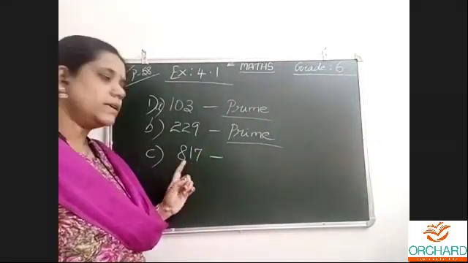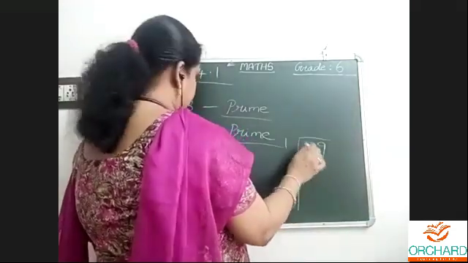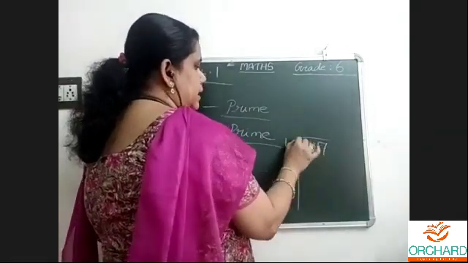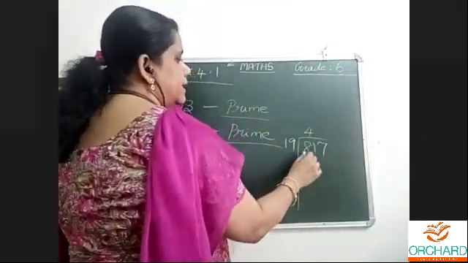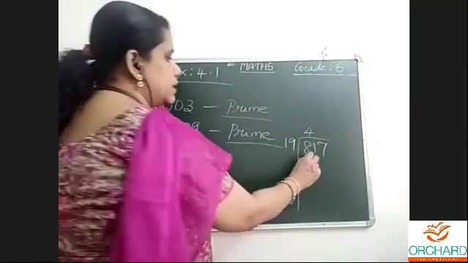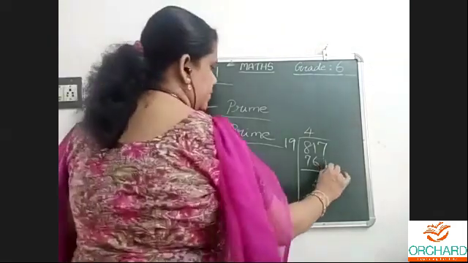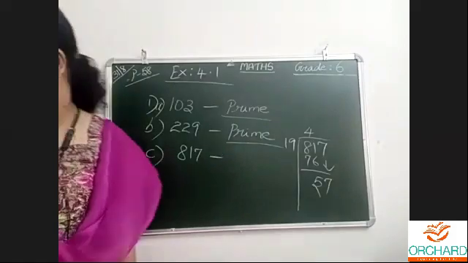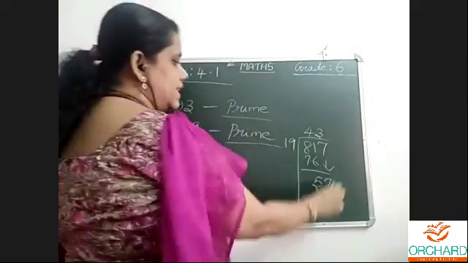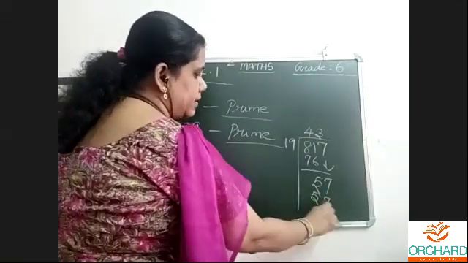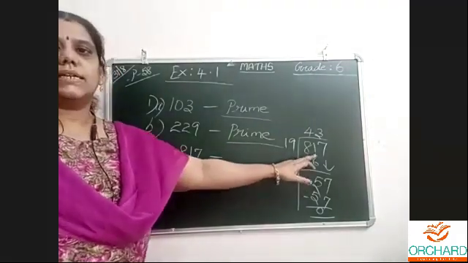817 comes in the 19 table. So it is not 19 I am writing. If I say 19, I'll write 19. How does it come? 4 19s are 76, 6 carried over 7. 3 4s are 12... 19 times 4 is 76, subtract 76 from 81, get 5, bring down 7, 57. 3 19s are 57: 9 3s are 27, 7 carried over 2, 3 1s are 3 plus 2, 5. 57 minus 57 is 0. 43 19s are 817.